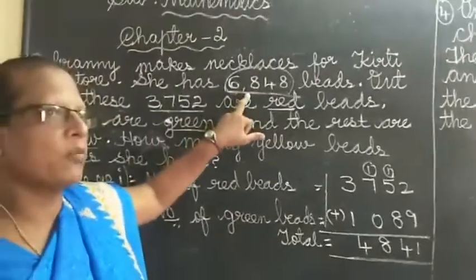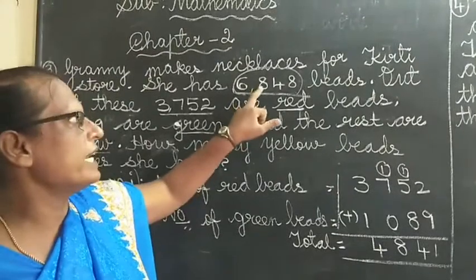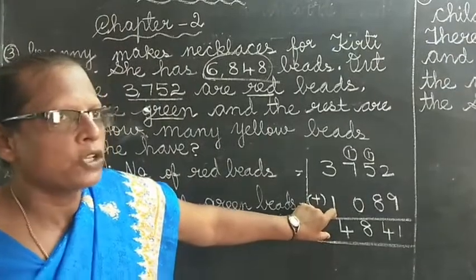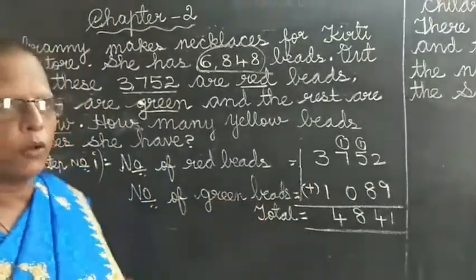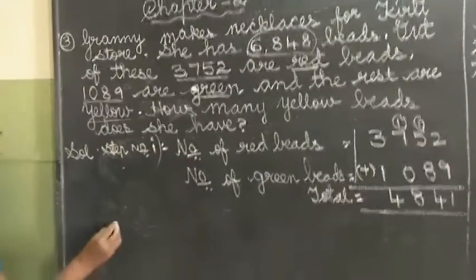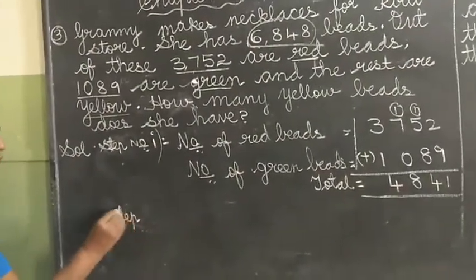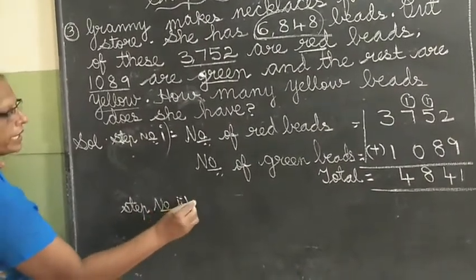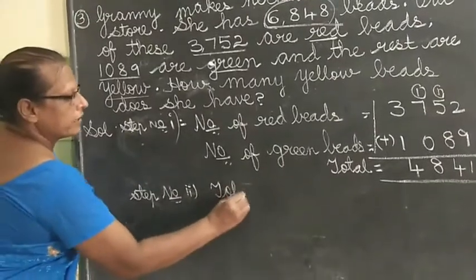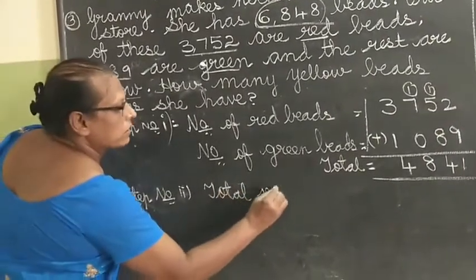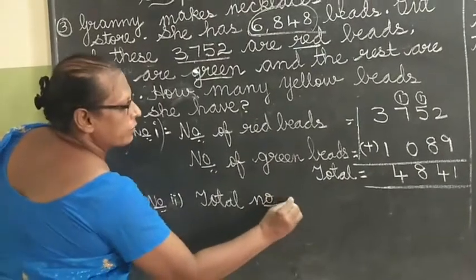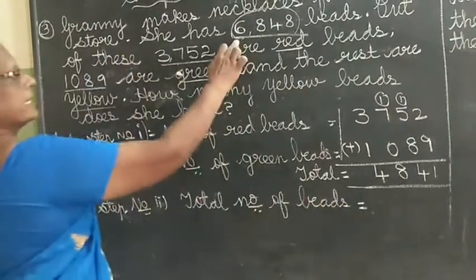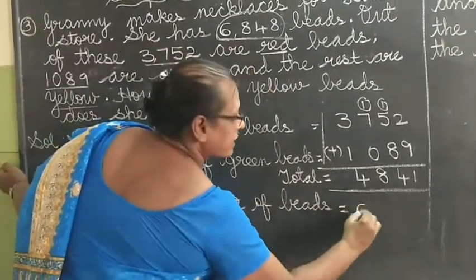See, total number of beads, how much she has, children, in the store? 6,848. From this total beads, we can subtract both the beads. So if you subtract we will get the yellow beads. Okay, children. So step number 2. If you write step number 2, it will be easy. Total number of beads, how much is there, children? 6,848.